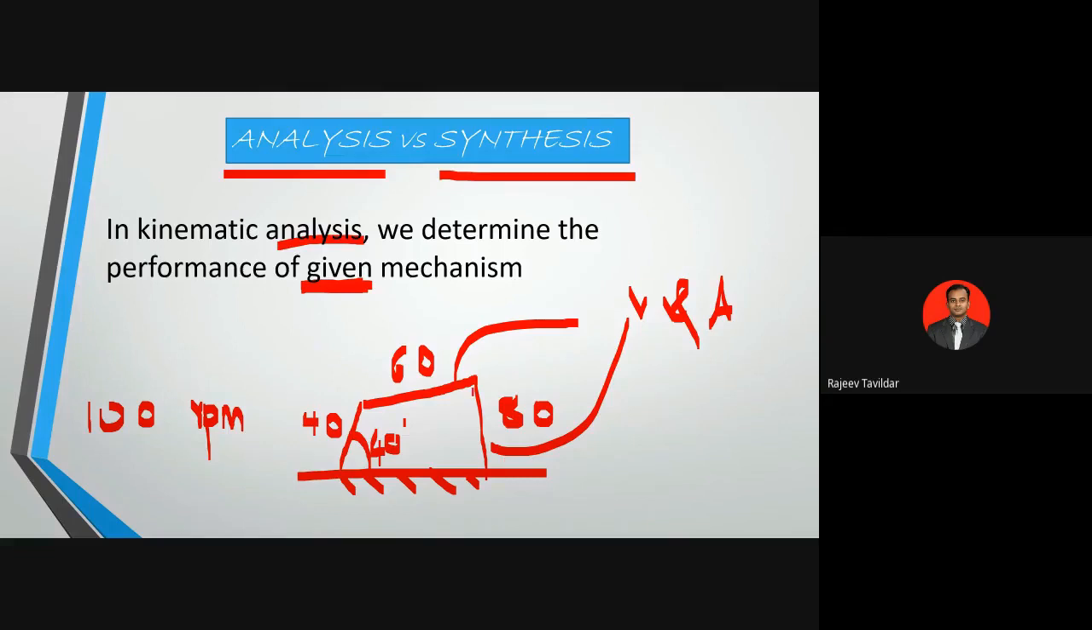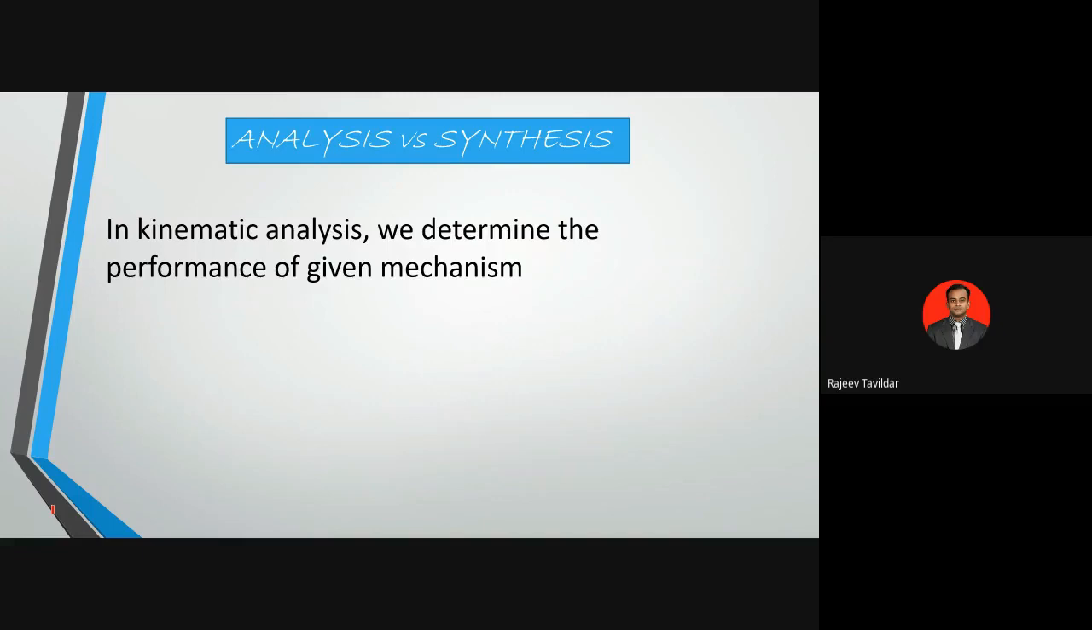So here, the mechanism, you are not designing it. The mechanism was already designed. That means the dimensions were already there. The angle was mentioned. At this given instant, you are supposed to find out its performance. So analysis means you are actually determining the performance of a given mechanism. Whatever you have done in the previous semester classes with respect to this subject, you actually did the analysis.